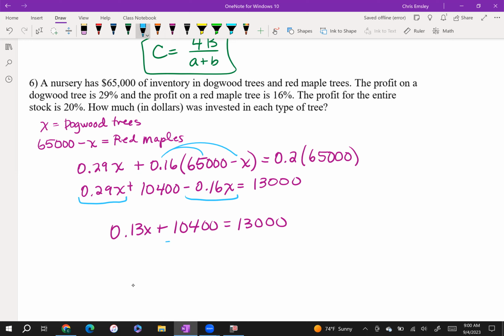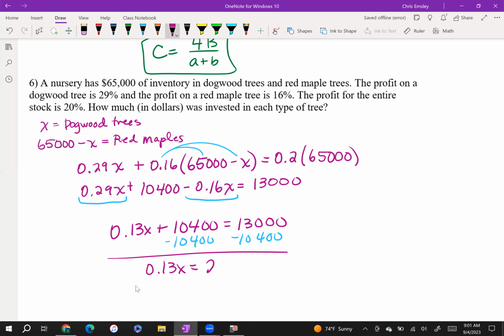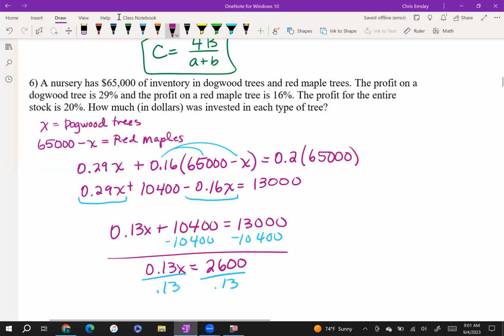Then we'll want to subtract that 10,400 from both sides. $2,600, and then last step, divide both sides by 0.13. And it turns out we have X is 20,000, okay?